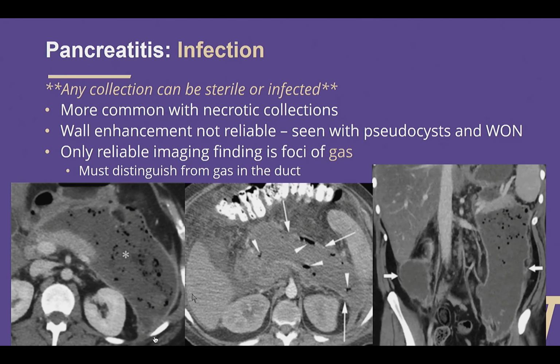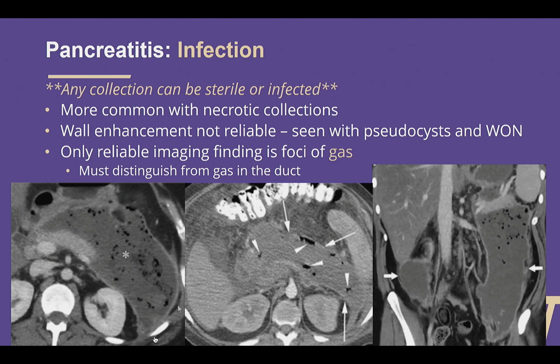One word about infected pancreatic collections. Any collection can be sterile or infected, although it's more common with necrotic collections. Wall enhancement is not a reliable feature. Like I've shown you in the previous cases, pseudocysts and walled-off necrosis both have well-defined capsule enhancement. The only reliable feature on imaging is the presence of gas. So if you see a pancreatic or peripancreatic fluid collection that has gas within it and there hasn't been recent aspiration or any other iatrogenic manipulation, you should raise a concern for an infected collection, which has very high risk of mortality.